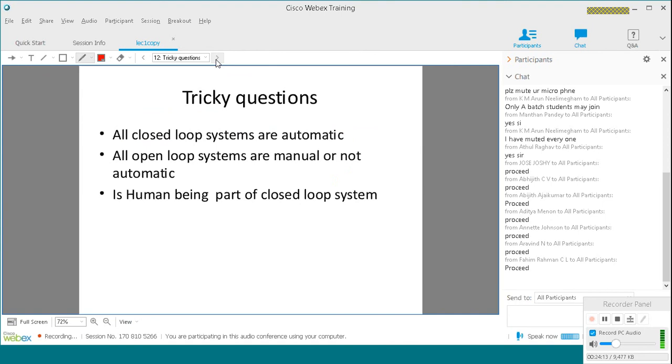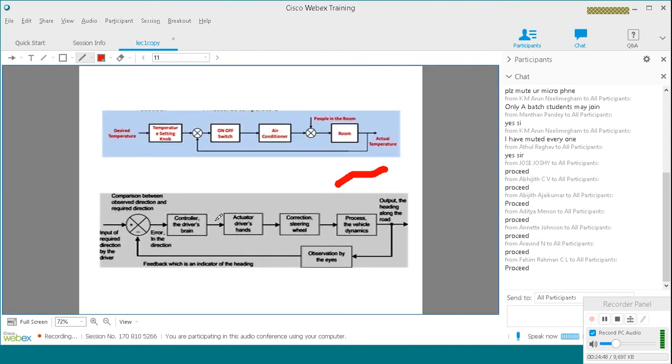So here are a few tricky questions. Actually, here 3 bullet points are given, but it is only one tricky question. That is, all closed loop. If somebody asks you, are all the closed loop systems automatic? So if you say yes, then it is not the case, because in the previous example which I showed, this is also a closed loop system where a human being is present in the loop.